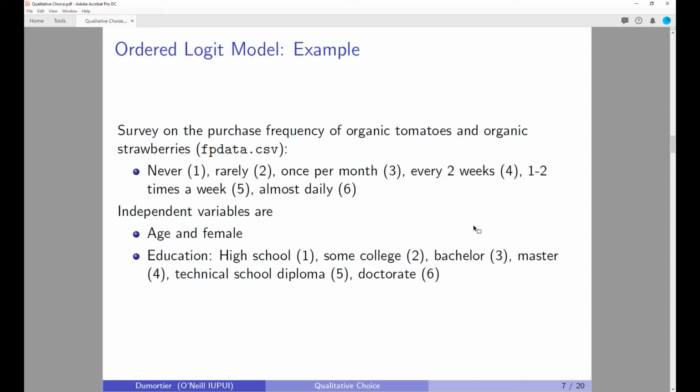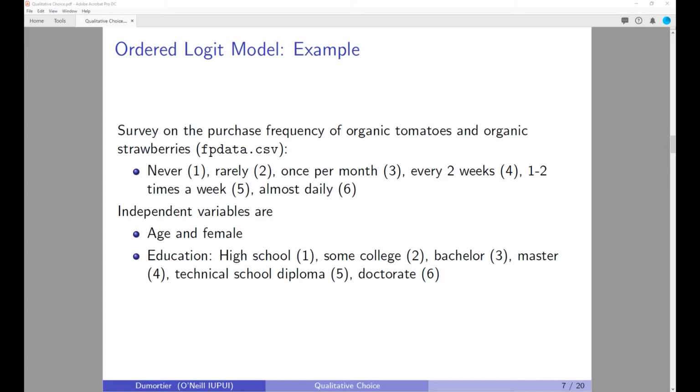For this lecture, we are also going to have 3 independent variables: age, female, and education. We will also have a dummy variable which indicates whether there are children under the age of 12 in the household.